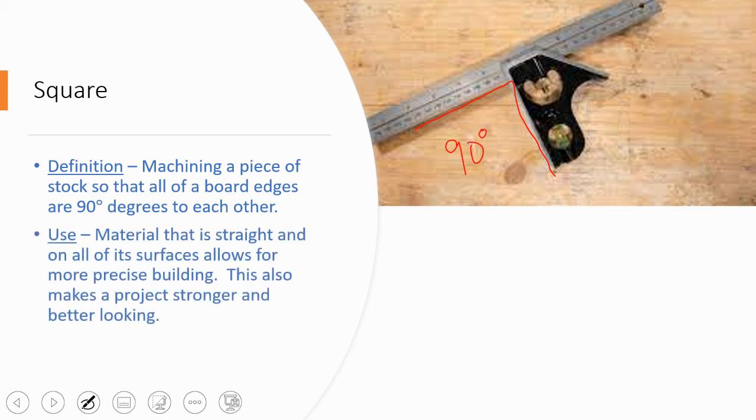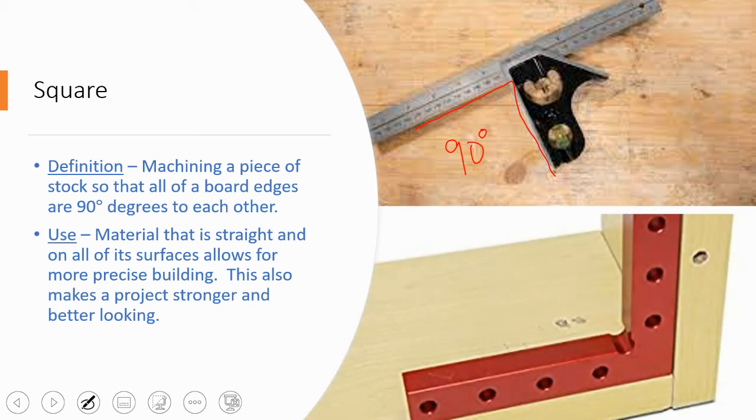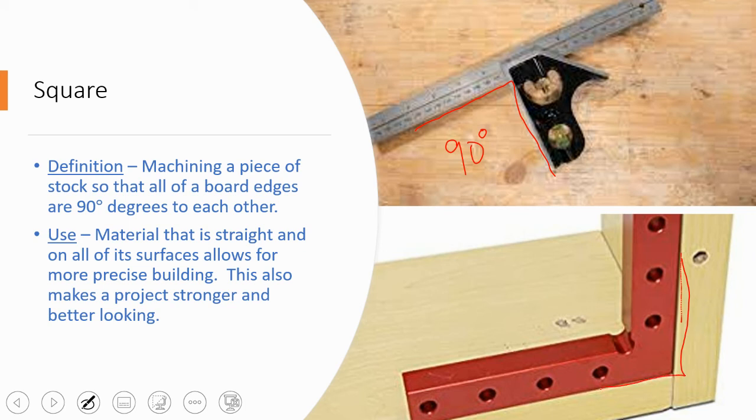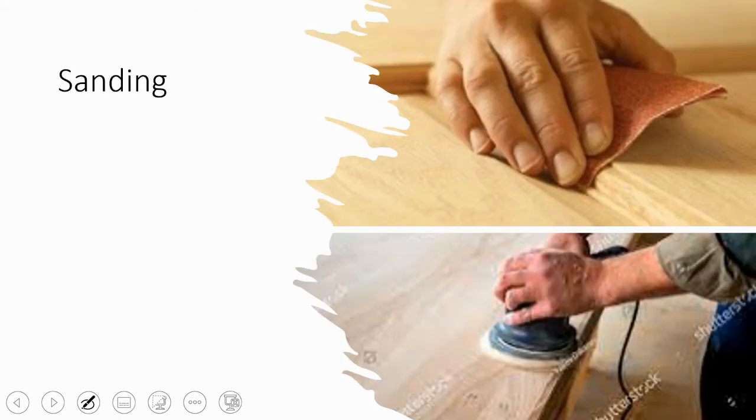Material, or the use. The material that is straight on all of its surfaces allows for more precise building. This also makes a project stronger and look better. So when we have angles that are at a true 90 degrees to one another, it will go together a lot easier for us and it'll just look better in the long run.